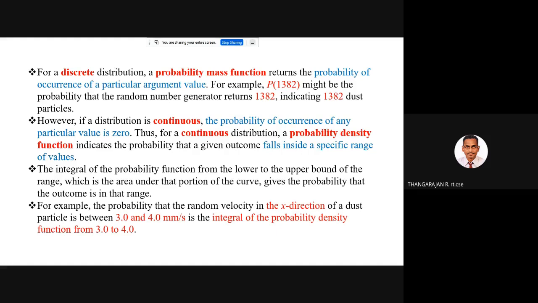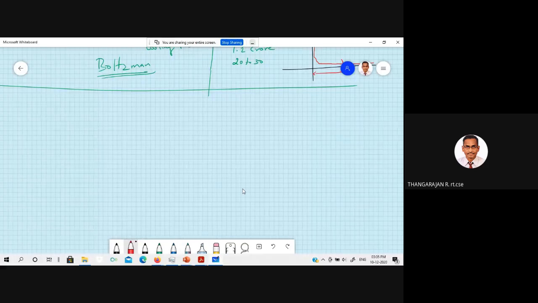Now coming to probability, there is another thing you have to keep in mind: the probability mass function and the probability density function. Say, for example, you know the shape of the distribution. For example, I'll show you the standard distribution.